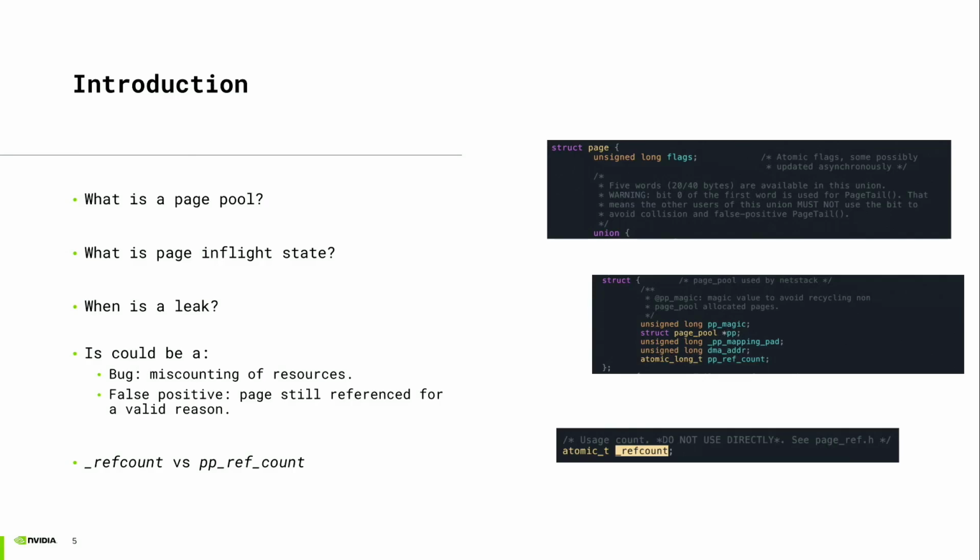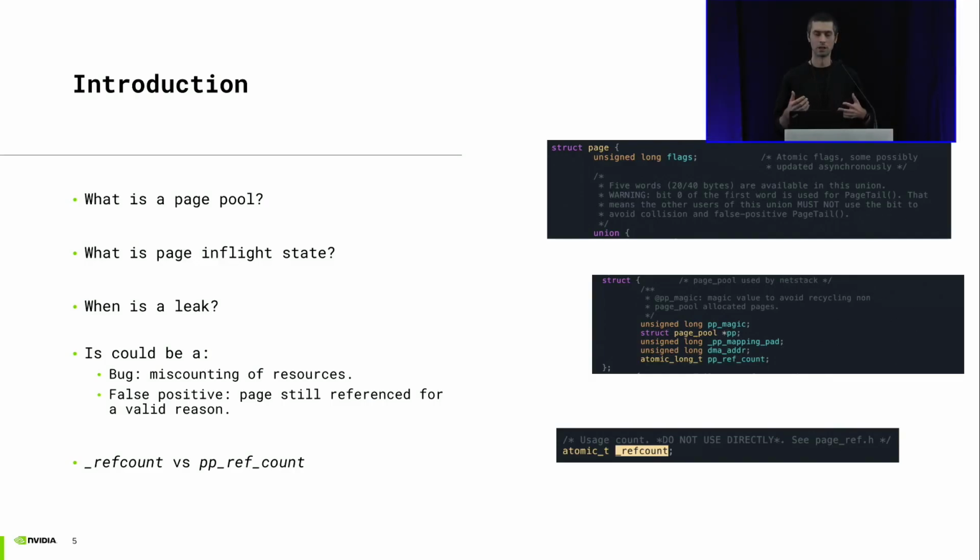So a leak, what is a leak? It's basically when you destroy the page pool and you still have in-flight data. That's perfectly normal, because you can still have an application consuming SKBs when you bring down an interface. But if it stays that way for infinity, let's say a couple of hours, then there's clearly an issue there. So that's a leak, basically.